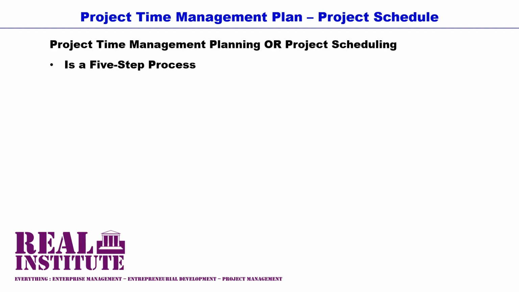This process is made up of 5 steps. The Project Time Management Planning or Project Scheduling devolves directly from the Project Work Breakdown Structure, WBS for short. It is not a good project management practice to develop the project schedule without the work breakdown structure, or rather to develop the project schedule not from the work breakdown structure.